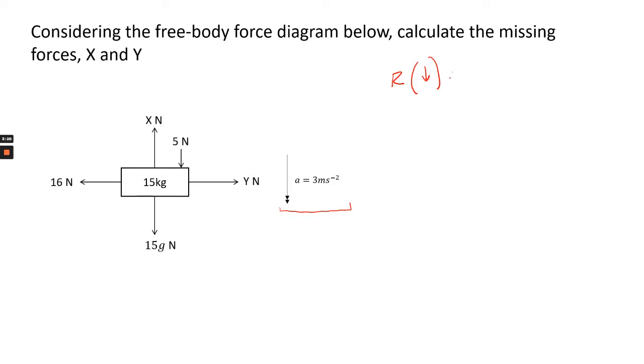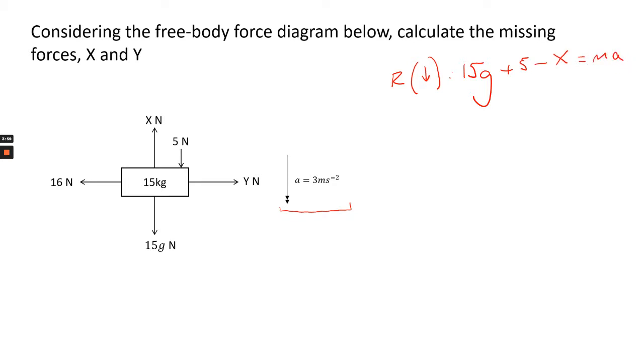If I resolve downwards, I'm going to have the weight, which is 15g, plus 5 newtons. Sometimes they'll place an arrow on the top here just to try and confuse you. Subtracted from that is x, the force x newtons. This will give me the resultant force. I'm adding together the vectors, so 15g plus 5 take away x. Now, because I have a resultant force in this direction that's given by the acceleration, that resultant force will equal the mass times the acceleration.